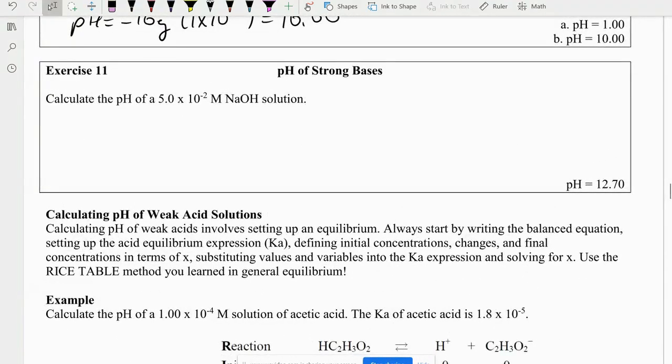Last but not least, exercise 11 wants us to calculate the pH when they give us the concentration of the base. And how do I know it's a base? This is a strong base. It's going to break apart into sodium cations and hydroxide ions. And there's that hydroxide ion that contributes to alkalinity, right? Okay, and so again, I'm given the concentration of OH-, so I can find the pOH using that concentration.